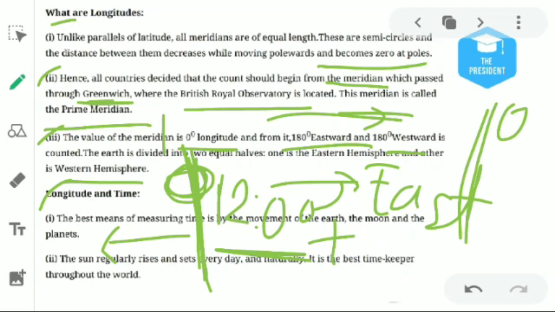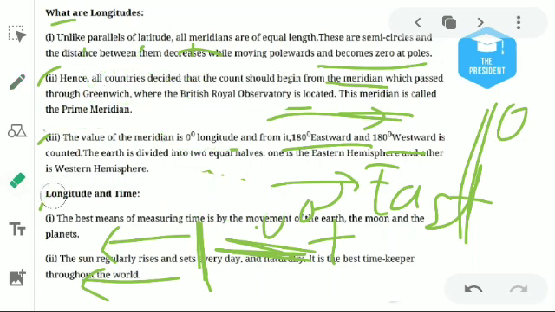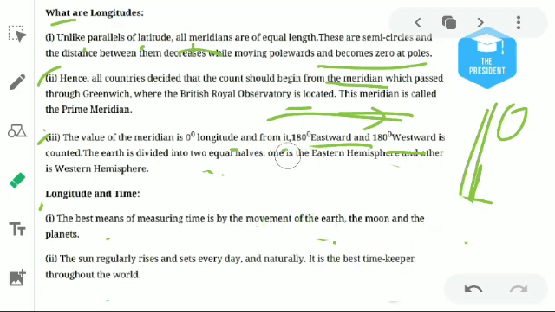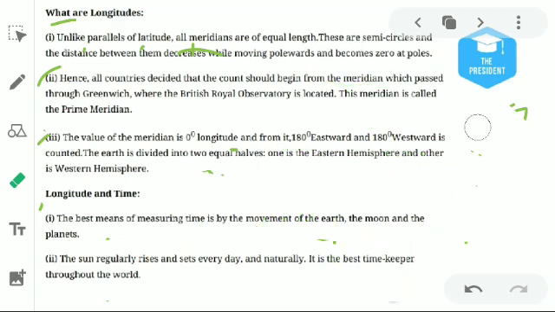The time in the westward areas will always be behind 12 o'clock, say 9 p.m. or 6 p.m. This difference exists because the earth always rotates from west to east. That's why the time zones are higher and lower. So basically, these longitudes are used to determine the time zones.